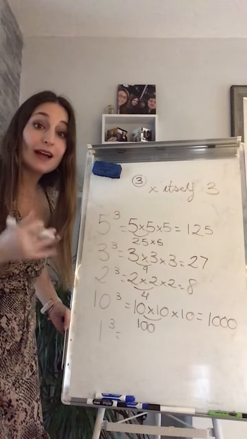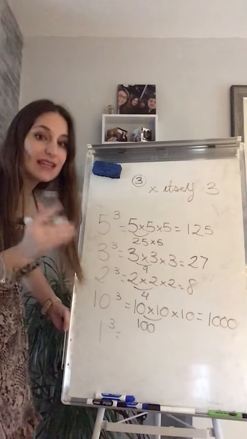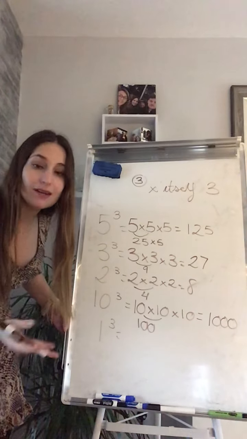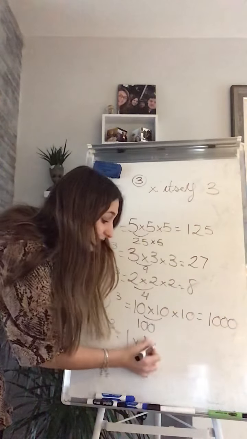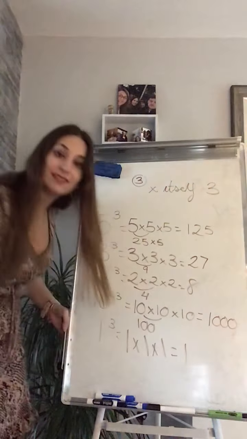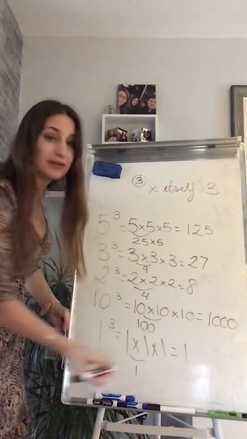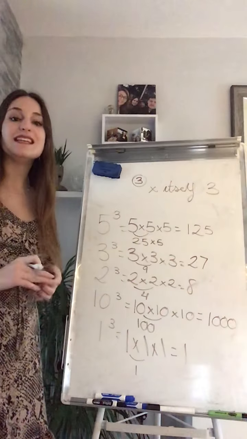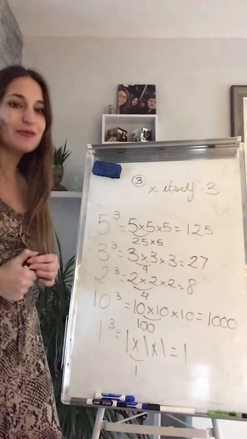1 cubed. Now, some of you maybe were like, oh, 1 times 3. No, it is going to be 1, because it's 1 times 1 is 1, times 1 is 1. Can you see it? 1 times 1 is 1. 1 times 1 is 1. So it is 1.